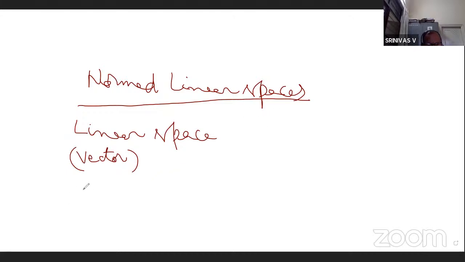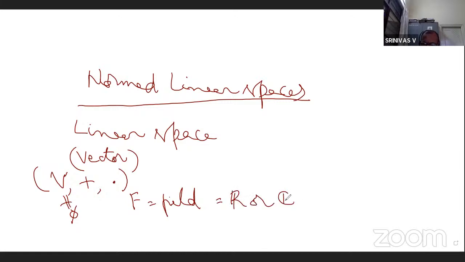We start with a non-empty set V, right? And on this, we define an addition and a scalar multiplication. Okay, and to have a linear space, we should have a field also. F is a field. In this course, usually we take this to be R or C, the real numbers or the complex numbers. So first we define what we mean by a linear space.